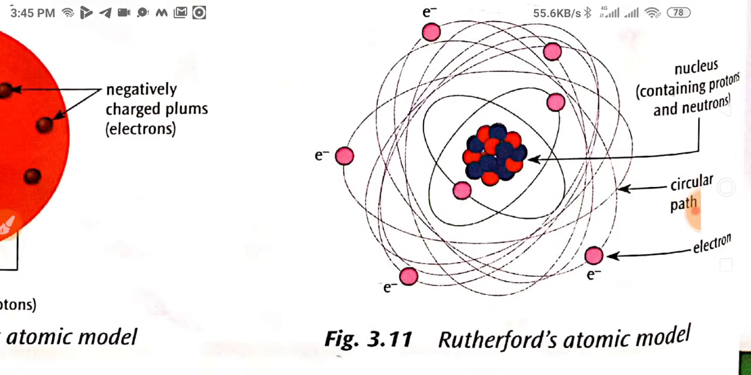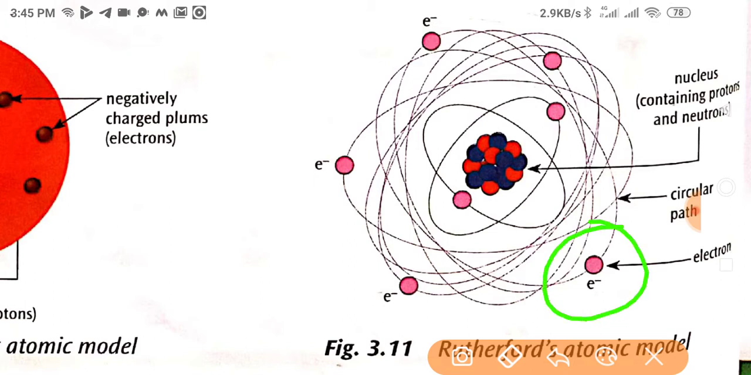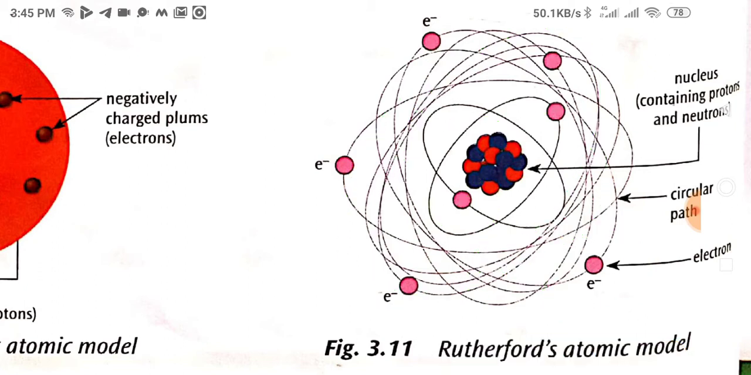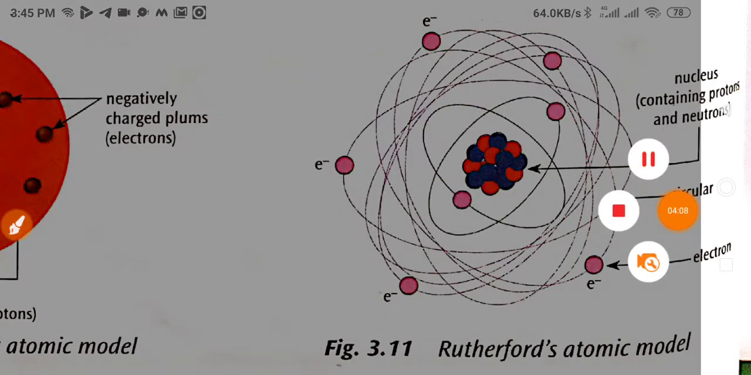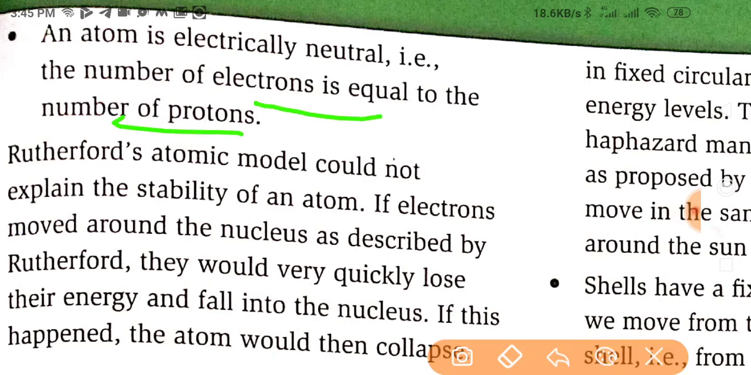So you can see in the figure, Rutherford's atomic model. He said that the nucleus contains protons and neutrons, and the negatively charged particles, which he named electrons, revolve in a circular path like this. He also proposed that an atom is electrically neutral. It means the number of electrons is equal to the number of protons.